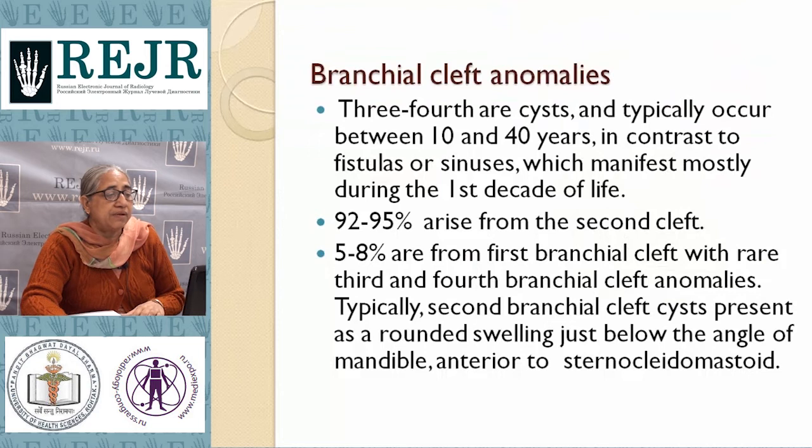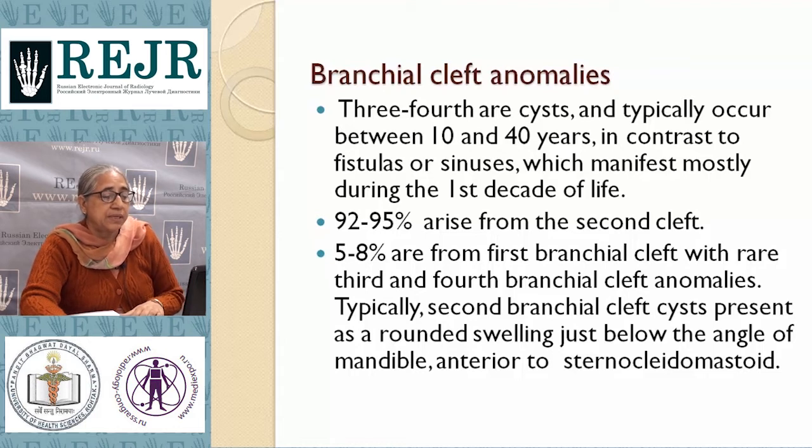Coming to branchial cleft anomalies. Now, three-fourths of these anomalies are cysts and typically occur between 10 and 14 years, in contrast to fistulas or sinuses, which manifest mostly during the first decade of life. 92 to 95% arise from the second cleft, 5 to 8% are from the first branchial cleft, with rare third and fourth branchial cleft anomalies.